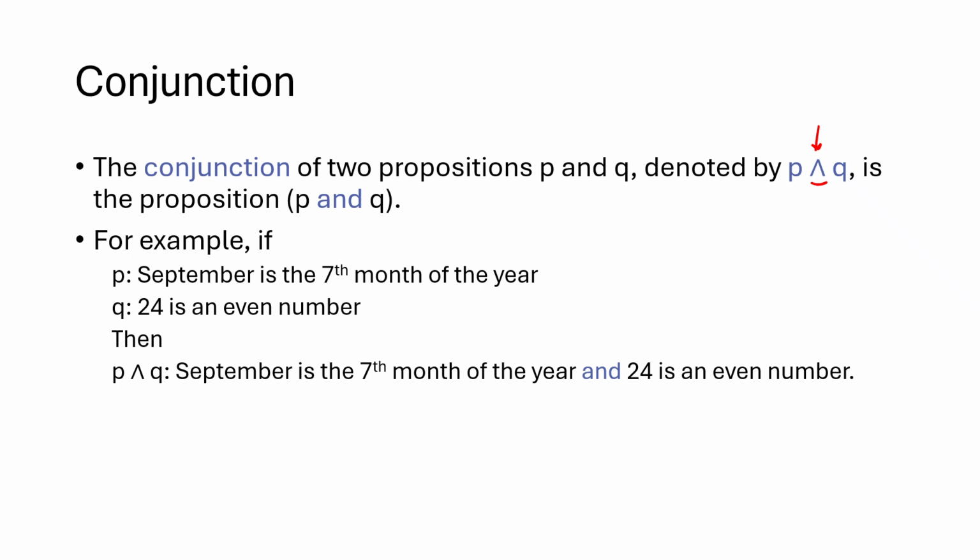So for example, if P is the proposition that September is the 7th month of the year, and Q is 24 is an even number, you can check both are propositions, which means that they have a definite truth value, either true or false. Then P and Q will be the compound proposition that states September is the 7th month of the year and 24 is an even number. So remember from the previous video we talked about compound propositions. The way to create them is by using these connectives, and the first connective that we learned about is conjunction, which is also called AND.